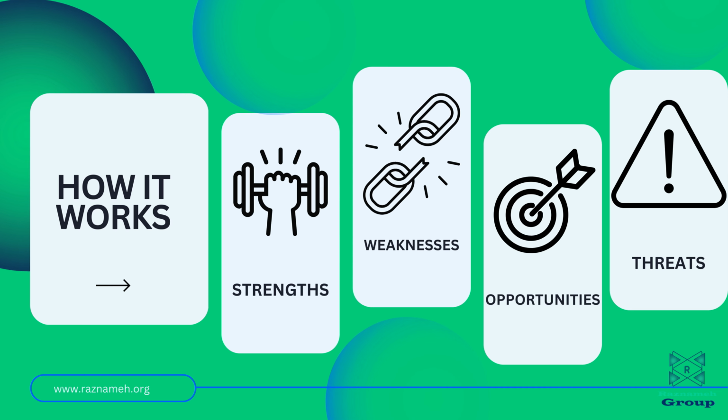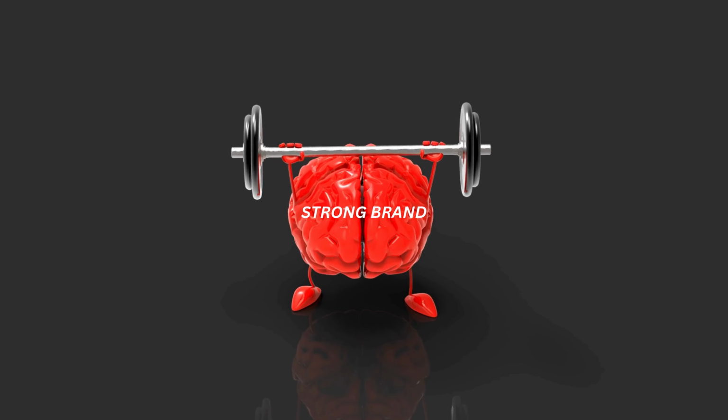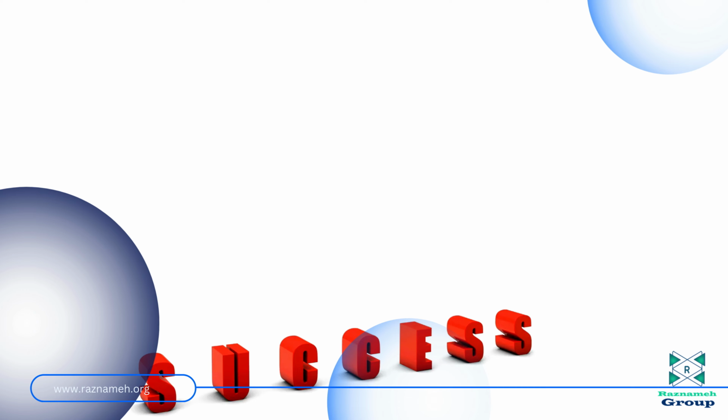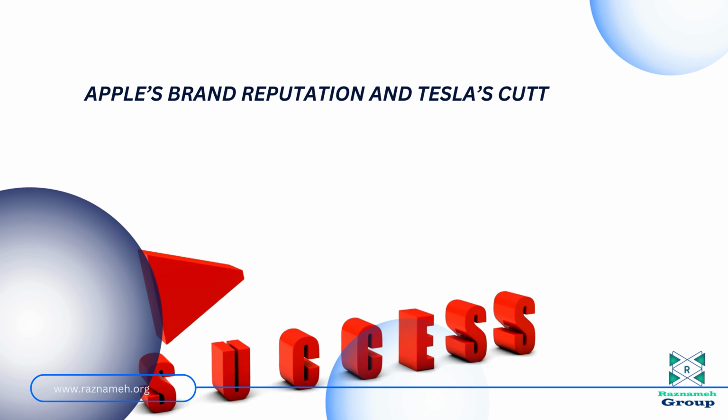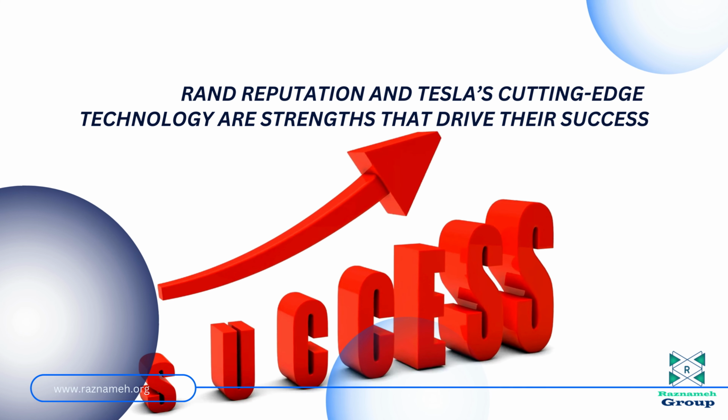Now, let's break down the components of SWOT analysis. Strengths. These are your internal advantages, like a skilled workforce, a strong brand, or innovative products. For example, Apple's brand reputation and Tesla's cutting-edge technology are strengths that drive their success.